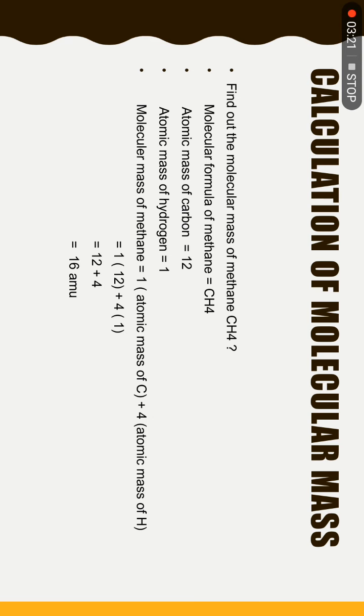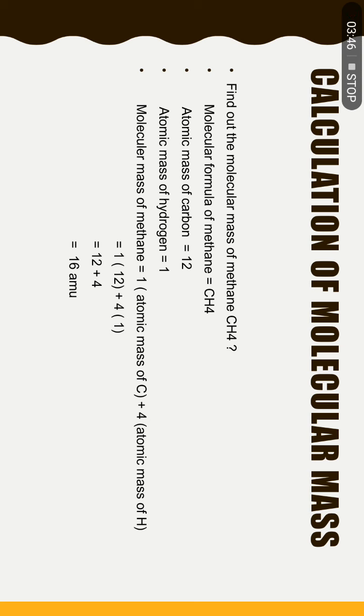Now let's do the calculation of a molecular mass. There is a question given: find out the molecular mass of methane. The chemical formula for methane is CH4. If you look at this chemical formula, methane has 1 carbon and 4 hydrogen atoms present in it. So we will have to find the molecular mass of methane.